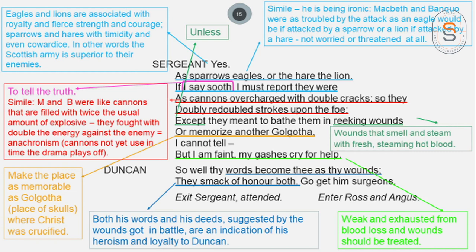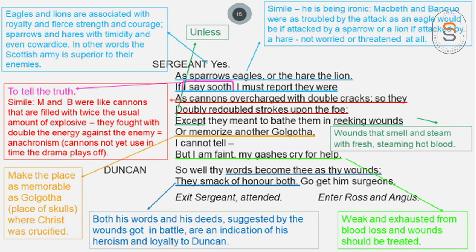The first one, he answers, he says, yes. The question was, remember, were they not afraid? Were they not frightened or discouraged by this new attack? And he said, yes, as sparrows, eagles, or the hare, the lion. So he's actually being ironic. He says, Macbeth and Banquo were as troubled or as afraid by the attack as an eagle, a very big, strong bird, would be if it was attacked by a sparrow, a very small bird, or if a lion were attacked by a hare. So in other words, they were not worried or threatened at all.